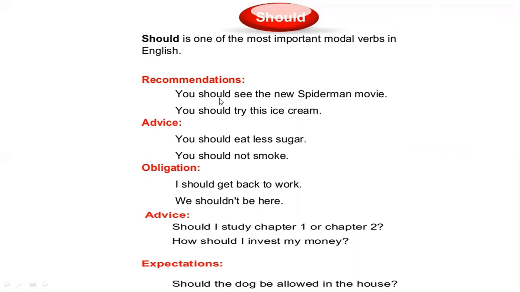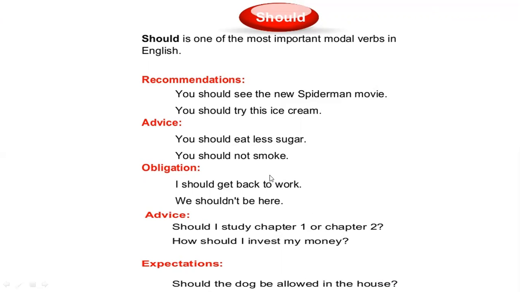For example, you should see the new Spider-Man movie. You should try this ice cream. Then advice: you should eat less sugar. You should not smoke. In obligation: I should get back to work. We shouldn't be here. Then, in advice: Should I study chapter 1 or chapter 2? How should I invest my money? Then expectation: Should the dog be allowed in the house?